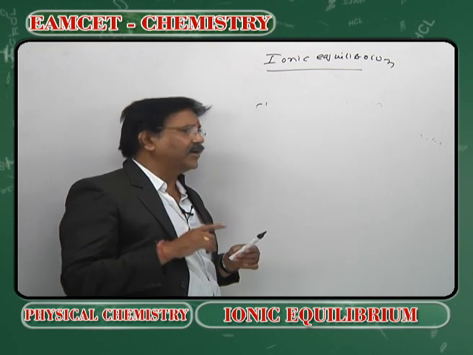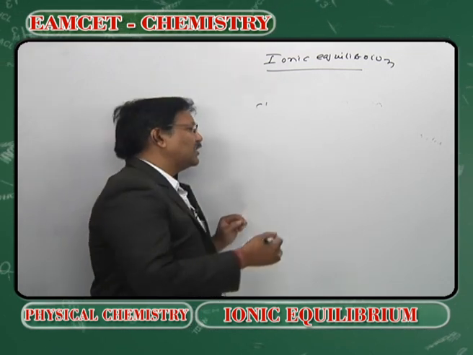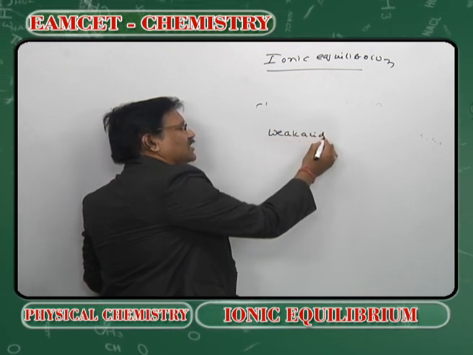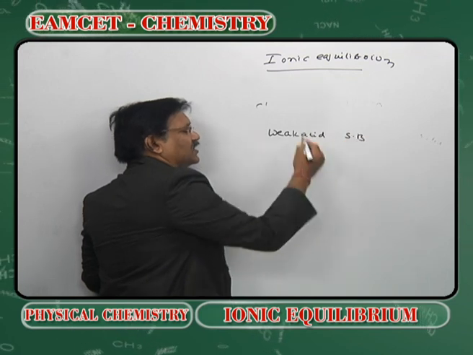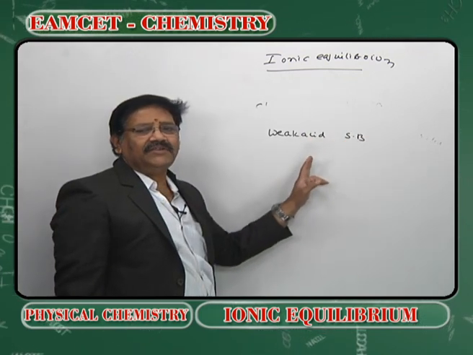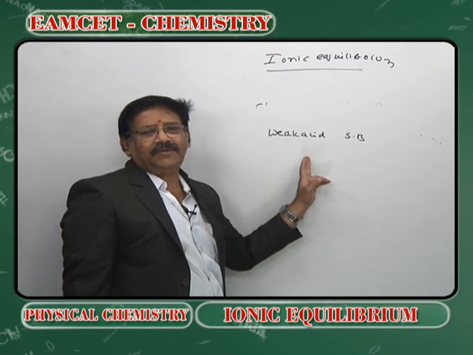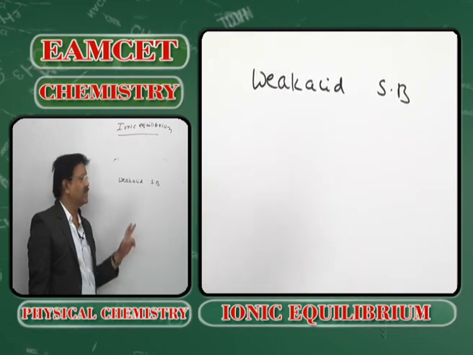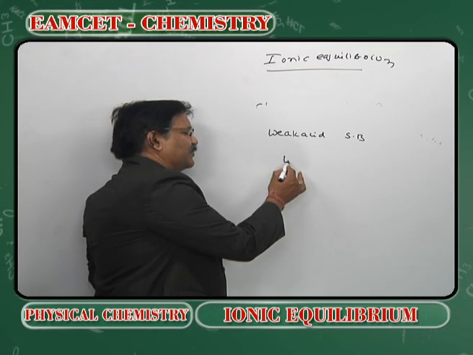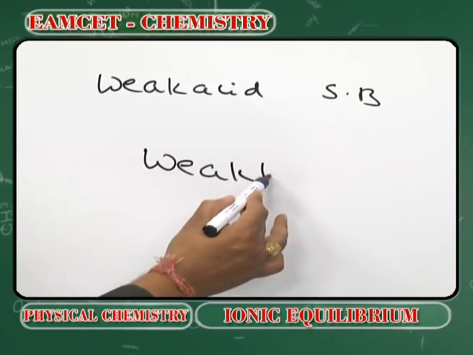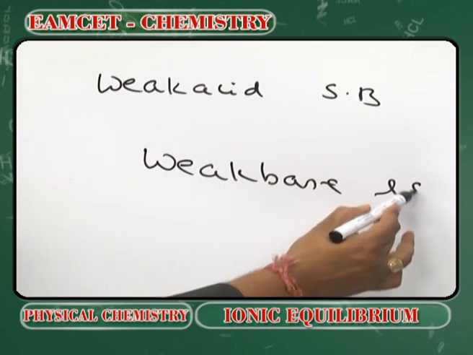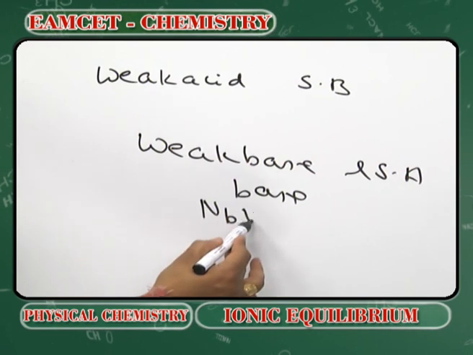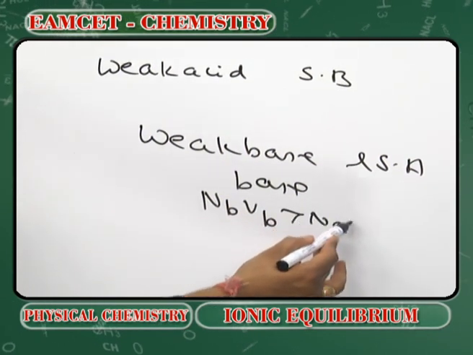What are the important points? A mixture of weak acid and strong base can function as an acidic buffer when NaVa is greater than NbVb, that is, when the number of milliequivalents of the acid is greater than the number of milliequivalents of the base. A mixture of weak base and strong acid can function as a basic buffer when NbVb is greater than NaVa. This is one important tip.